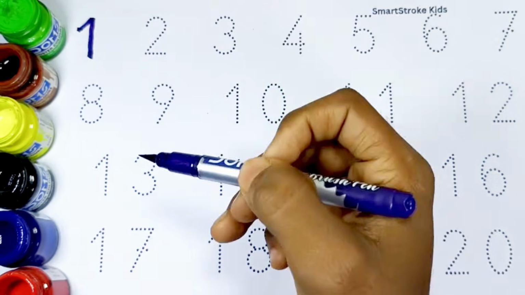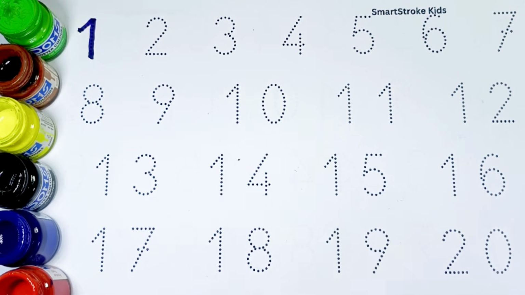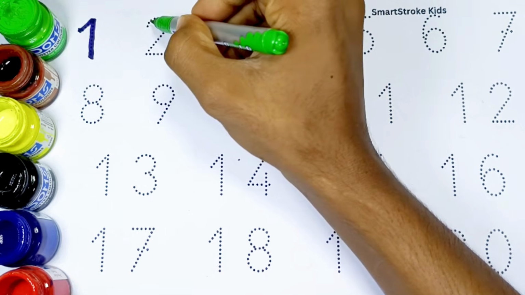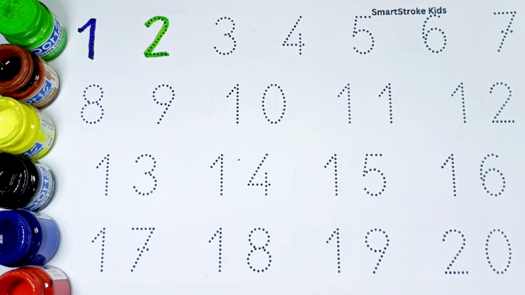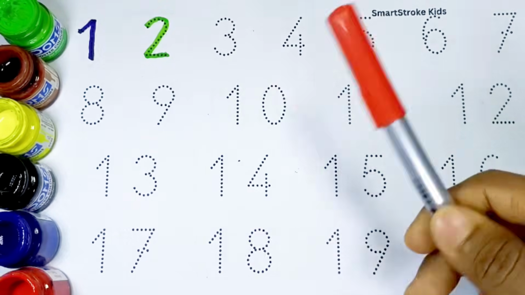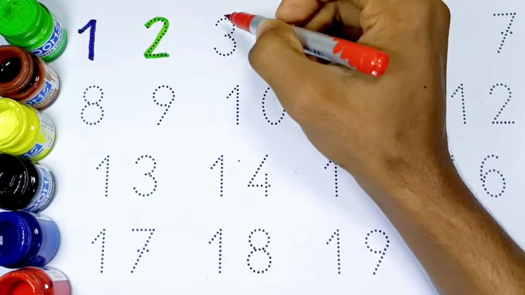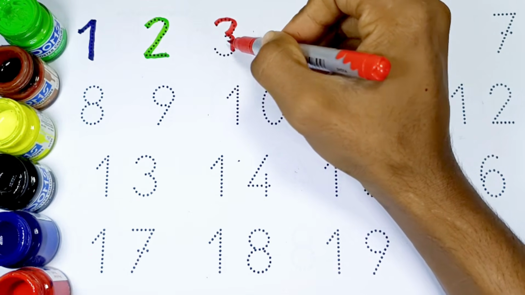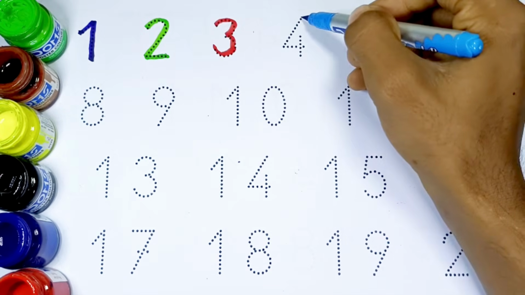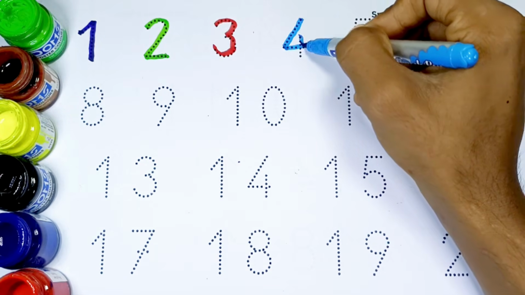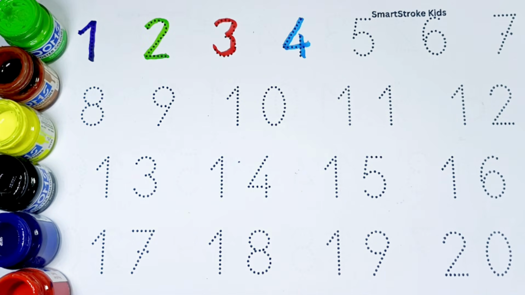One. Wow. O-N-E, one. Kids, now you draw two. Two. T-W-O, two. Nice color. Red color. Three. T-H-R-E-E, three. Wow. Four. F-O-U-R, four.